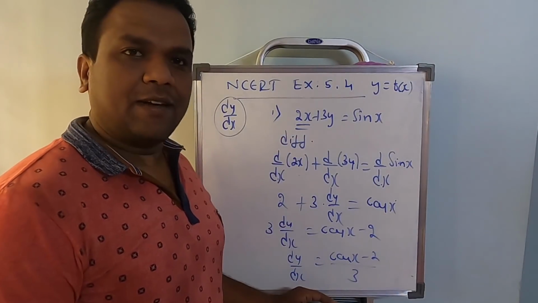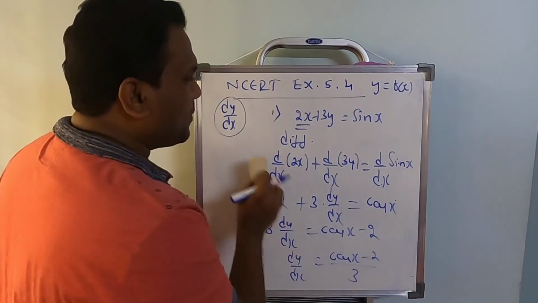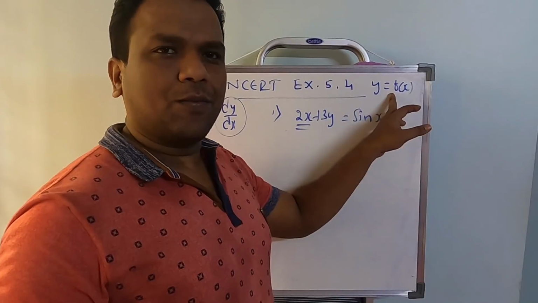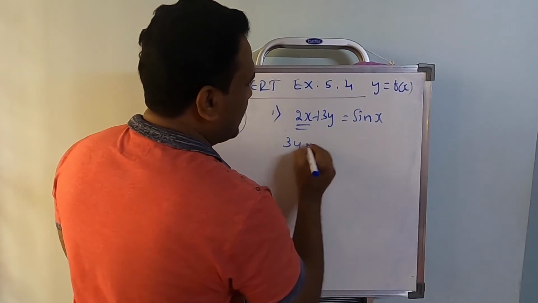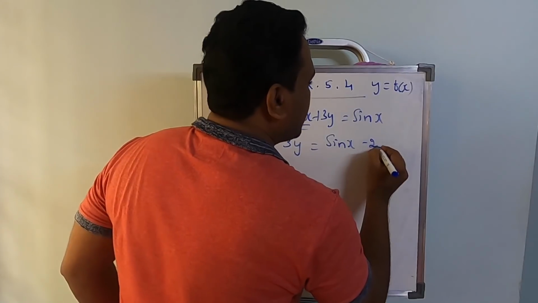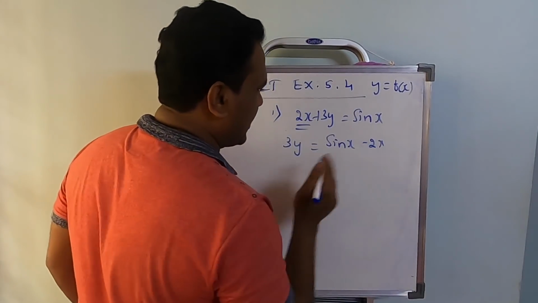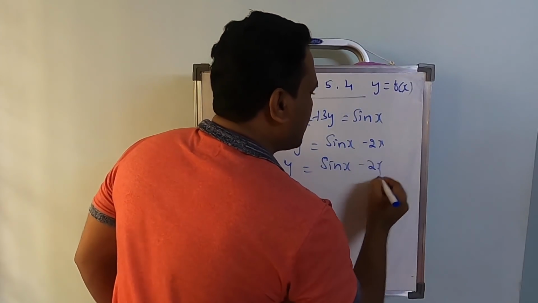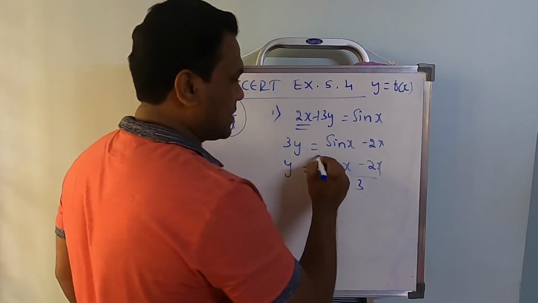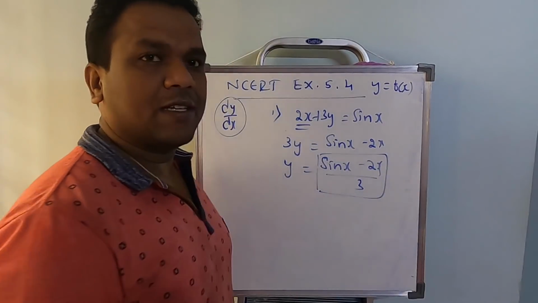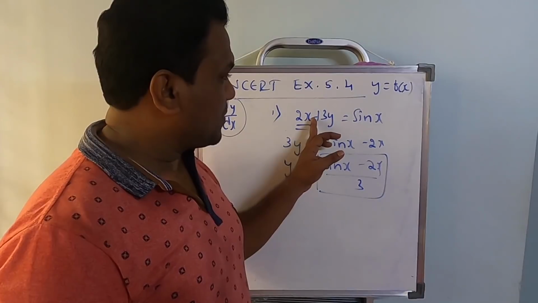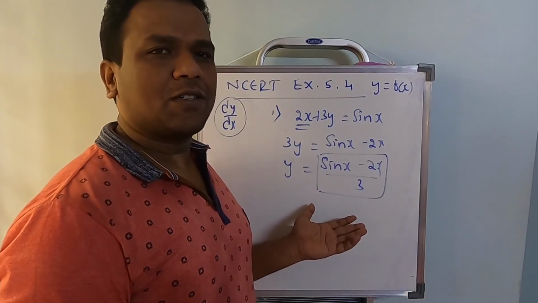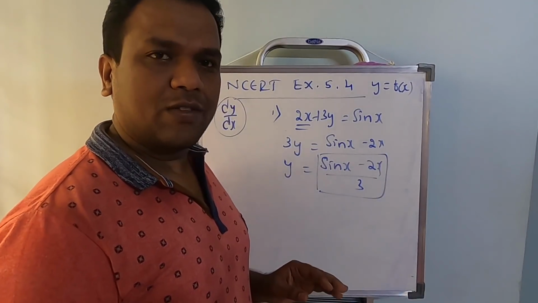This method I did by directly differentiating. Now let me tell you the second method. I will try to convert it into this form. So 3y is equal to sin x minus 2x, and now shift 3 here. So y is equal to (sin x minus 2x) by 3, and notice this is a pure function of x. That means it was possible for me to express the given function as y is equal to f of x. So you can call it an explicit function. Now differentiate both sides with respect to x.